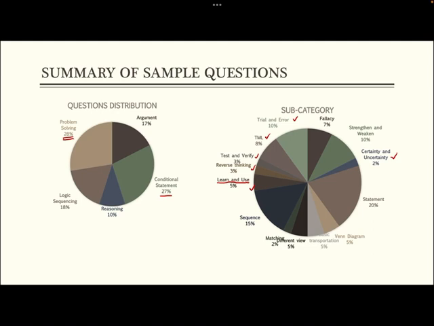The next one we can see is logical sequencing. In logical sequencing, there are actually 2 parts. Mainly, it's still about the sequencing, which is 15%. Another one is about 2%, which is matching.